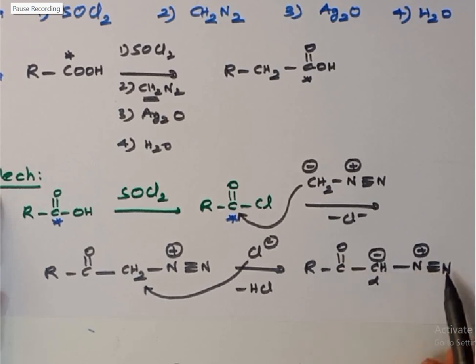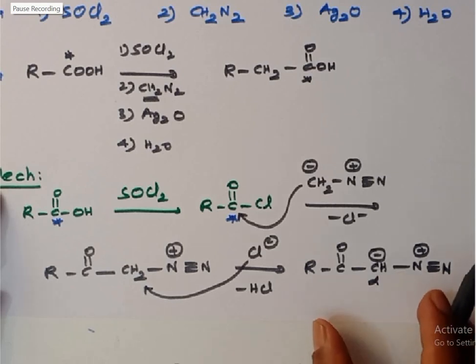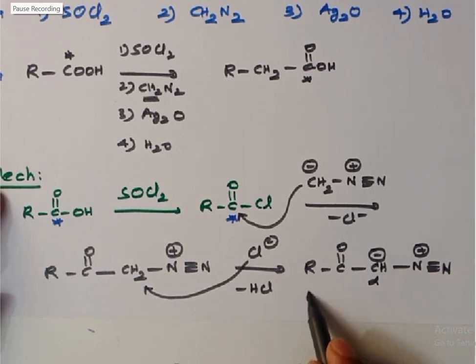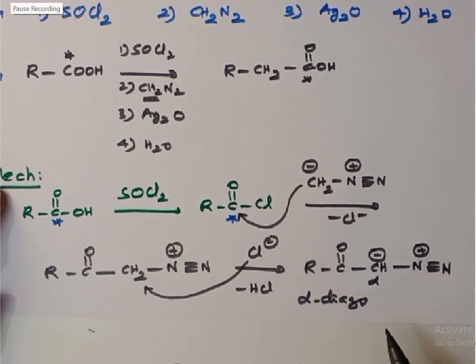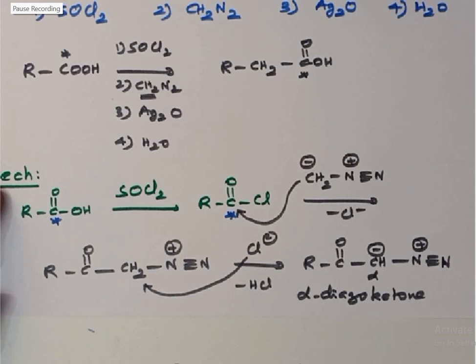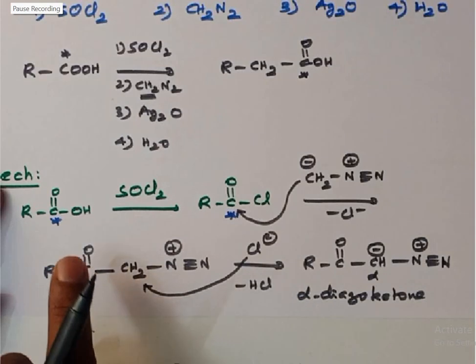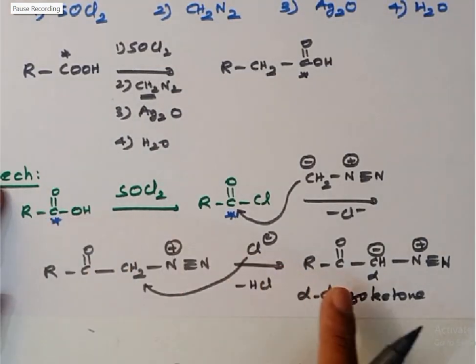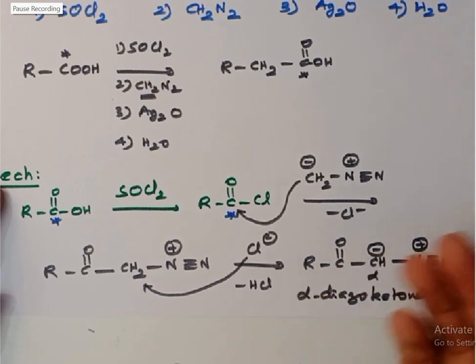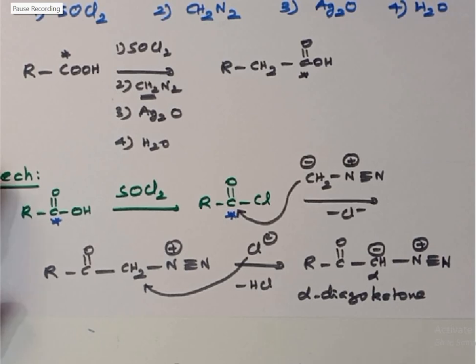Now the alpha carbon has a diazo group, so this compound is often called alpha diazo ketone. So in Arndt-Eistert synthesis, first we convert the carboxylic acid into an alpha diazo ketone. This alpha diazo ketone will undergo Wolff rearrangement. Let me write it in the next step.